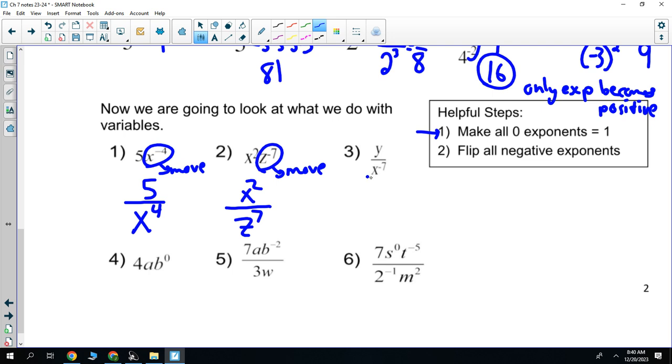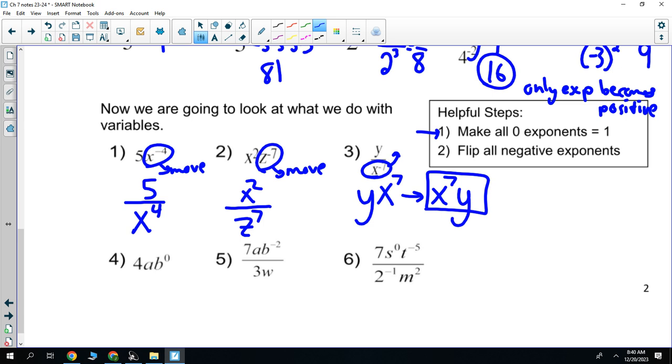Number 3, no 0 exponents, but I have a negative exponent. It's negative in the bottom, so it's going to have to move to the top. Okay, so the y is going to stay there, and the x to the 7th is going to come up and join it. Now, usually we write things in alphabetical order. So I'd put the x to the 7th first, followed by the y.